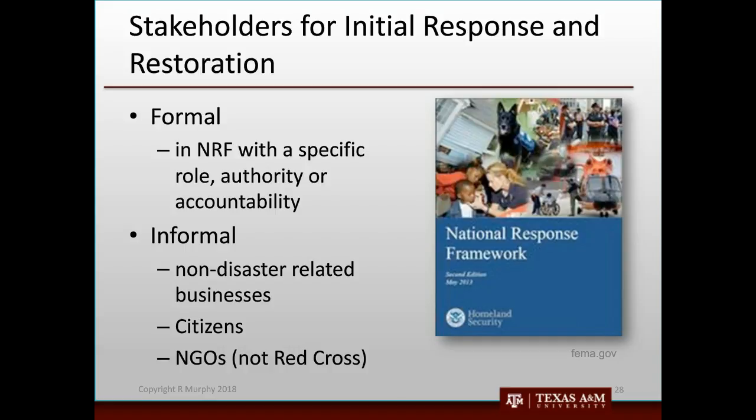So let's talk about who the stakeholders are. There's a National Response Framework that was passed under something called the Stafford Act. You'll hear those terms bandied about: oh, well, the Stafford Act. Okay, it's this document.